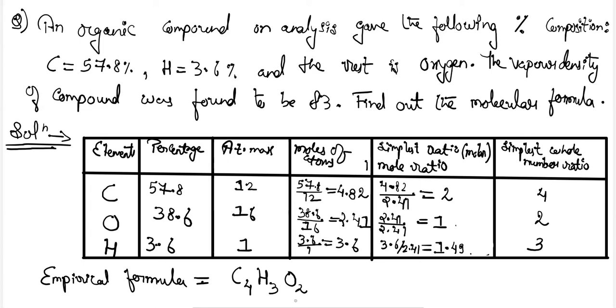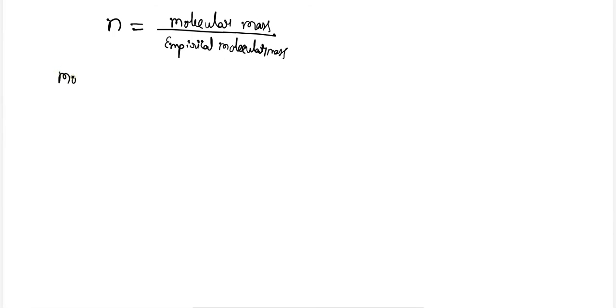Now we have to find out the molecular formula. For the molecular formula, we have to find out the value of n. n is equal to the molecular mass divided by the empirical formula's molecular mass. Here the molecular mass is not given, but in the question the vapor density is given, so we have to find out the molecular mass.